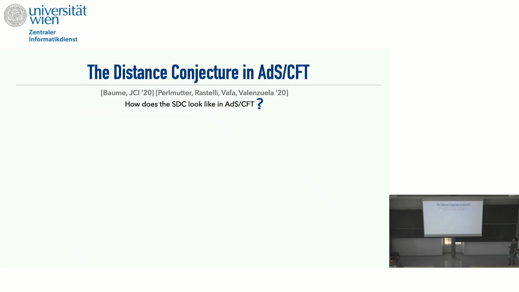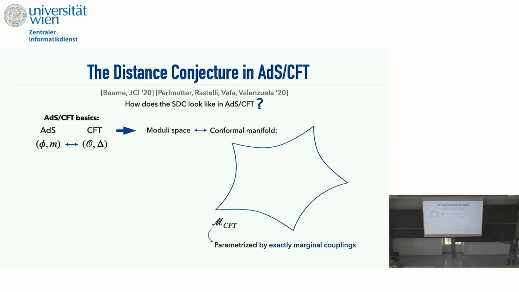So the first thing that I need to explain to you is how the distance conjecture looks in AdS/CFT, which is the question that was asked in these two papers. For that, let me start with some AdS/CFT basics. If I have a field in AdS with mass m, it's going to be dual to an operator of conformal dimension delta. Out of this dictionary, you can read off that what I was calling the moduli space in AdS is going to get mapped to the conformal manifold.